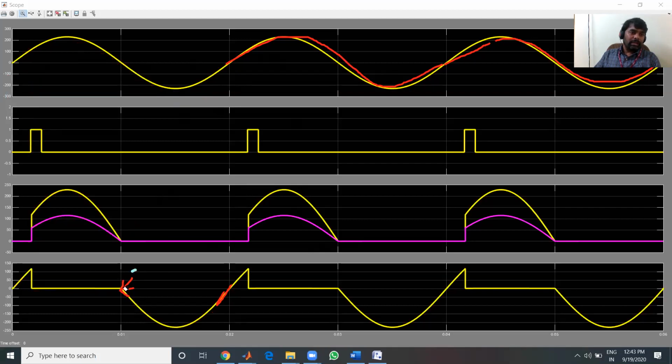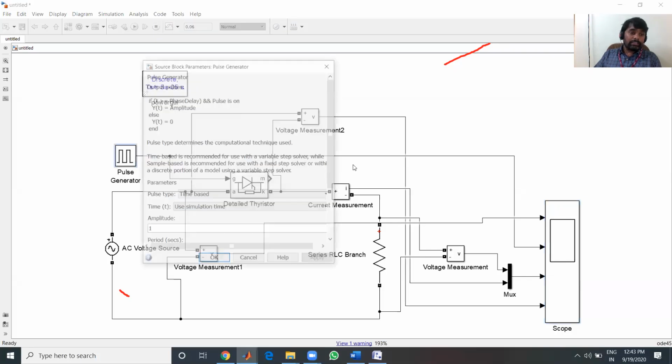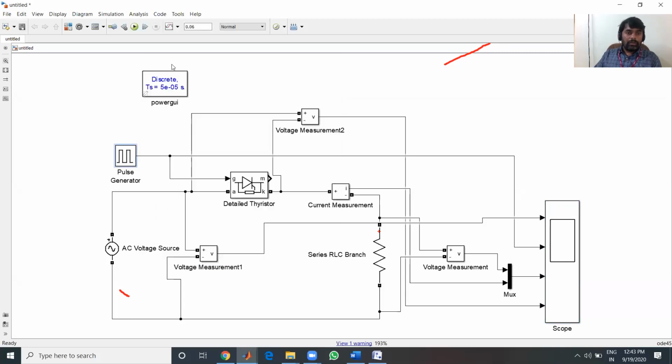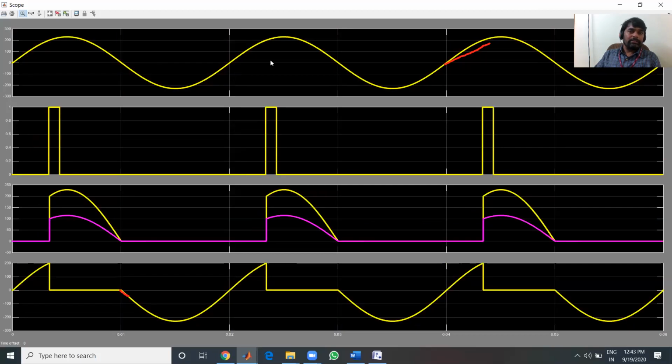Let us go for alpha equal 60 degrees. Now, if you want to simulate this inverter at alpha equal to 30 degrees, you just replace this 30 with 60. Okay, again run the model. You can see the output waveforms like this.